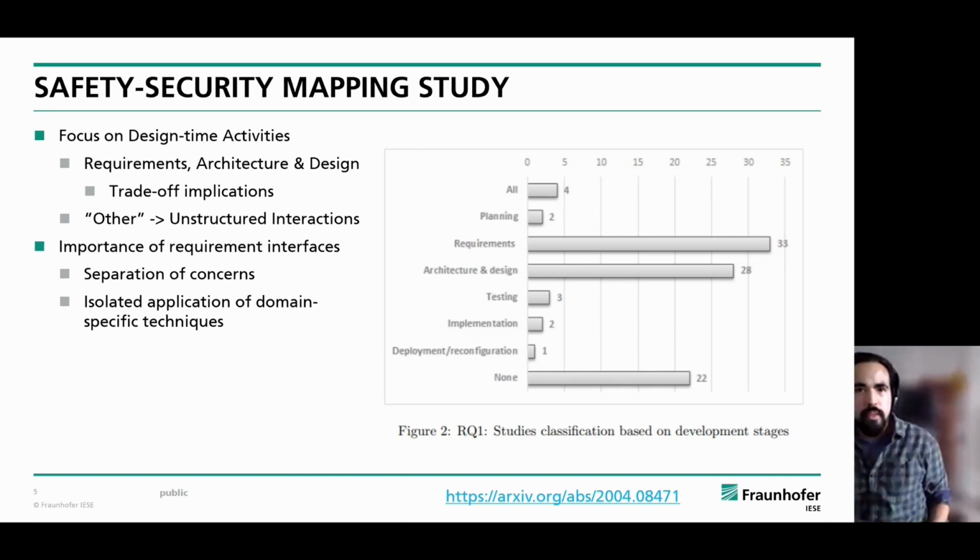So in a recent mapping study we came across, which I'm referencing here, we note that there is a significant focus in the safety security investigation in the literature towards the phases of requirements and architecture and design. And this tells us that most of the effort is focused on identifying the requirement interfaces between the two domains, and then separating the concerns and isolating the techniques that you apply towards each side. Of course, there's this big non-other area here, which contains a significant amount of publications. This also indicates that there may be a bit of a lack of structure between the two approaches in some cases, and it's not easy to distinguish the boundaries.